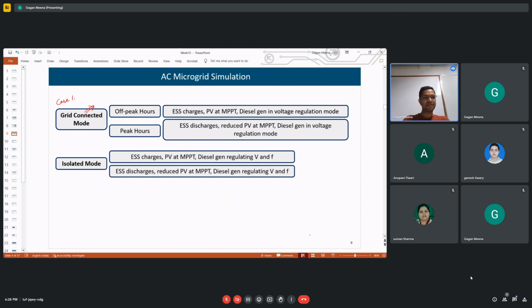So for mitigation of these harmonics, we have to use filters. Different types of filters can be used. Then there are two types of filters. One are passive filters, another are the active filters.